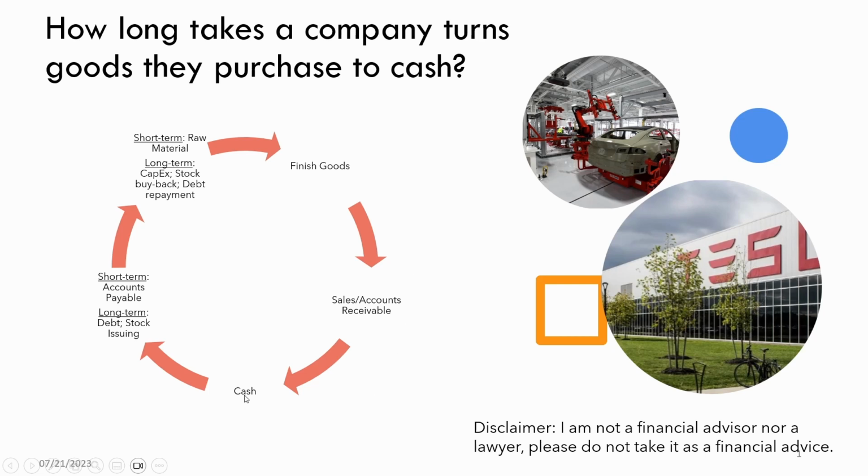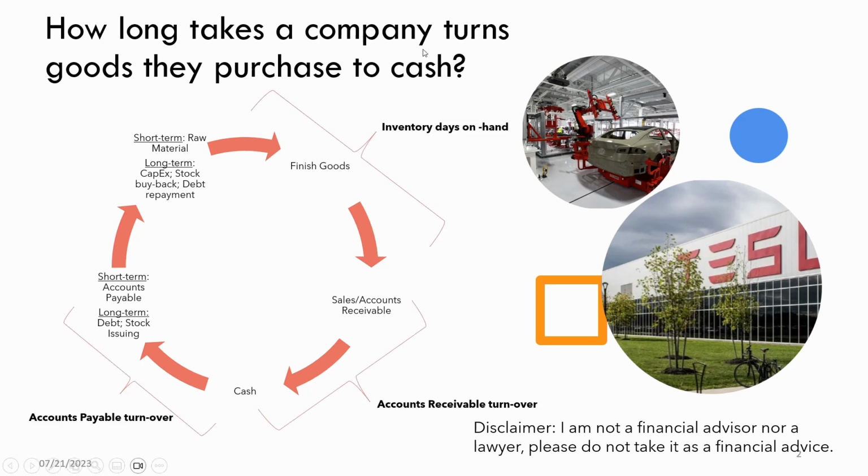So how do we measure this, right? How many days can we calculate for the short-term operating cycle? Usually there are three ratios we look at. One is inventory days on hand. It measures the days from raw materials to finished goods all the way to sales. Another one is accounts receivable turnover. It calculates how many days it takes the company to collect its sales on credit.